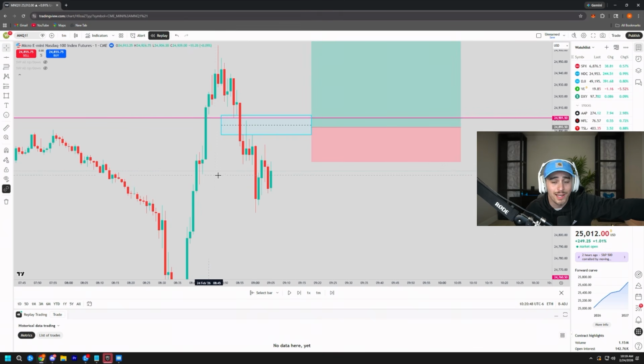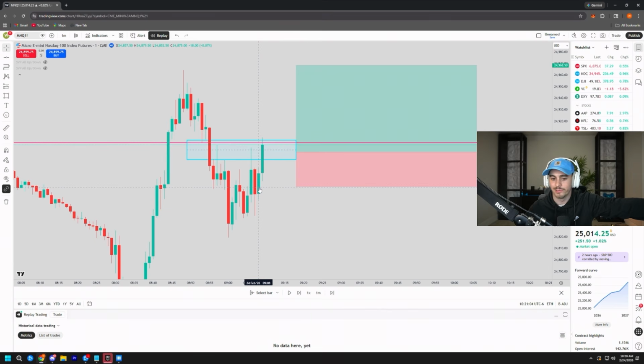So even though this gap got inversed, I still didn't get long. I wanted to see it come above here with displacement, with strength, if I was going to get long off this gap. Market comes up and it wicks in again. And at this point, I'm like, okay, that's not what I love. If I wanted to see this gap get inversed, I wanted to see it get inversed with strength.